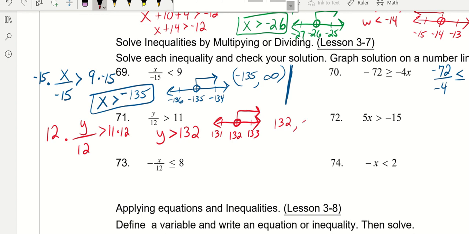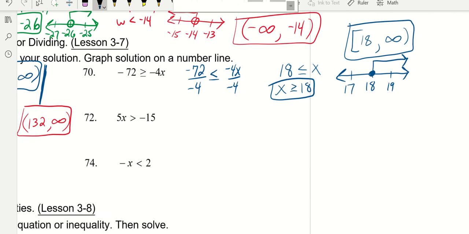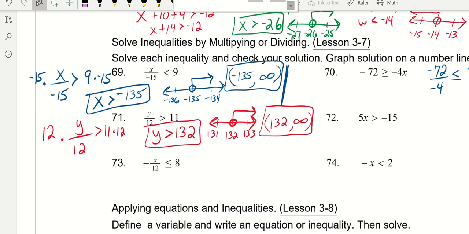What's the high end? Infinity. Infinity always gets a parenthesis. 132 gets a parenthesis. There we are. And here we are as well. I don't think I boxed in my interval notation on the previous problem. I did. Okay, good.